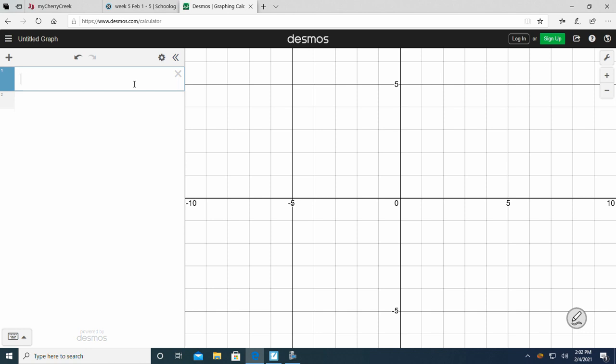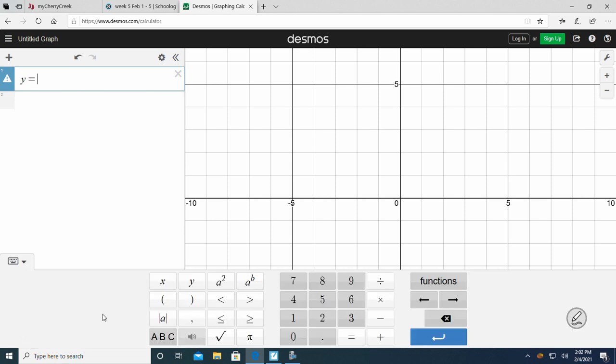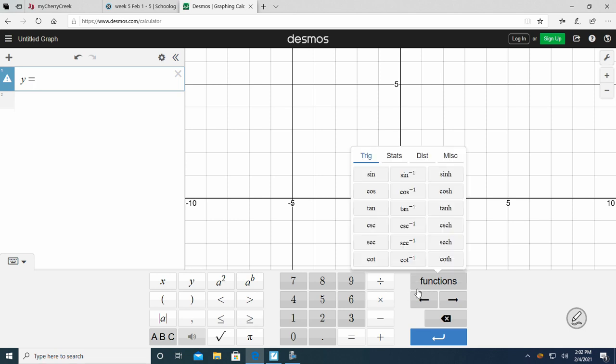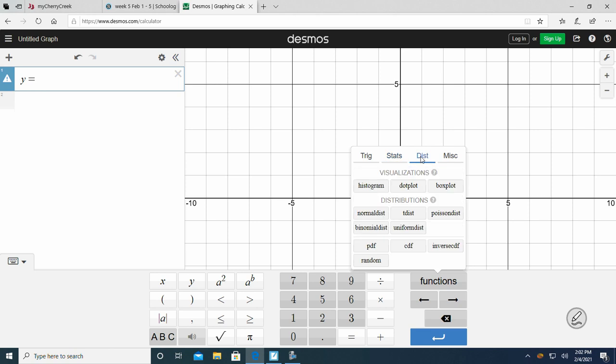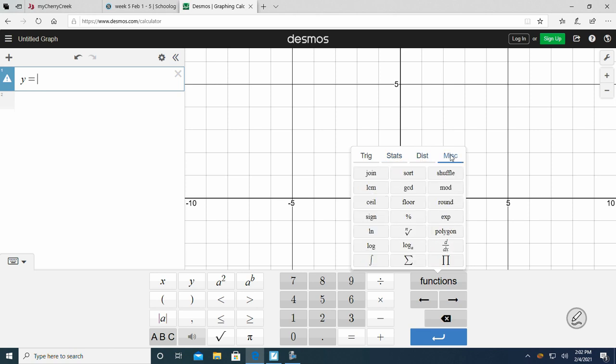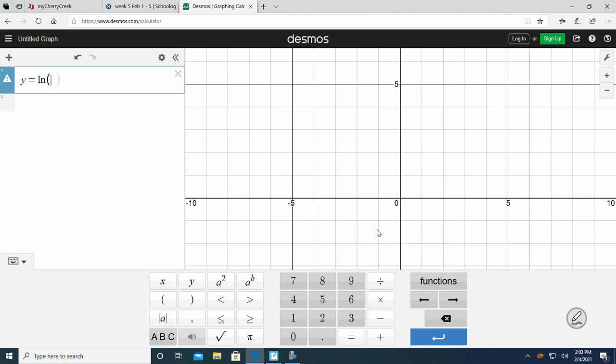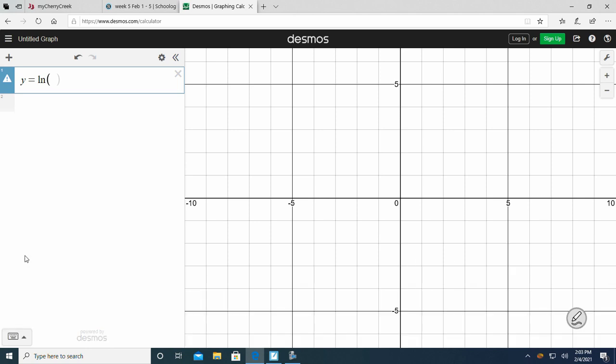So I have y equals, and I'm not sure where the natural log is, so I'm going to see if they have it here. I don't see natural log here. I'm going to hit functions, see if it's here. Might be under stats. I don't see it there. Miscellaneous could be good. Oh, there's my ln. See how I found that? If you can't find it on test day, let me know. I'm not testing if you know how to use Desmos. I'm testing to answer the question, okay? So I have natural log of x.